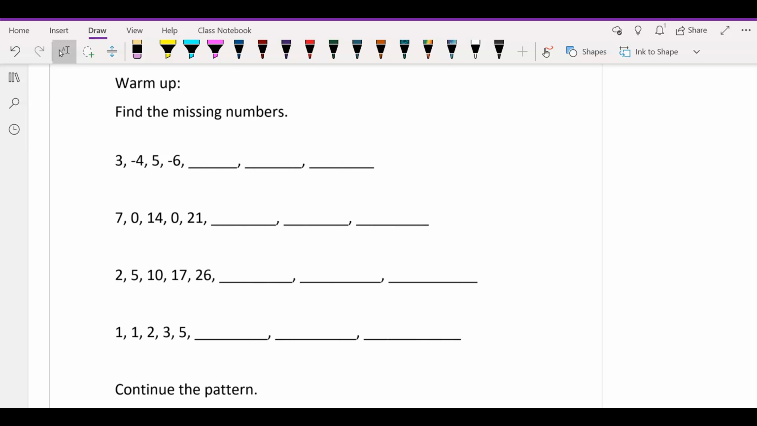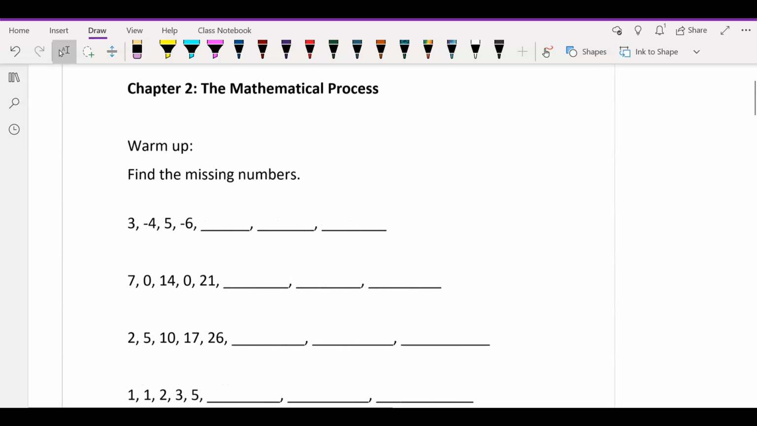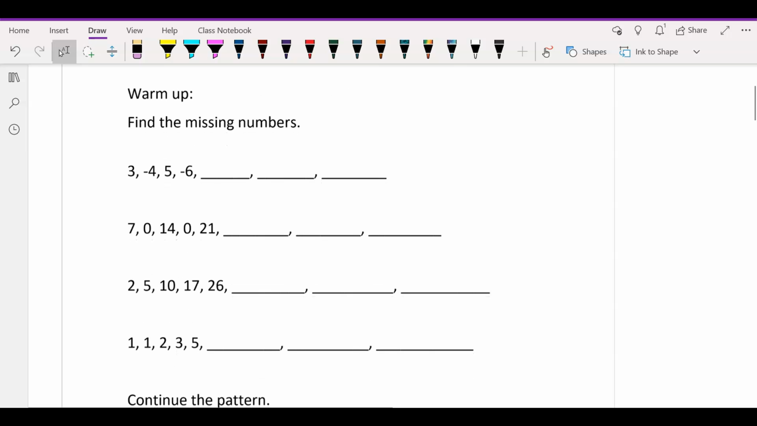Hi everyone, so in this video we are going to start off in chapter 2. It's on a mathematical process. We're first going to start off with a sequence here, a couple of them, and I would like you to actually pause this video and find the missing numbers in each of them. And then when you come back and push play, I'll have the answers up here and we'll talk about how we got all of them.